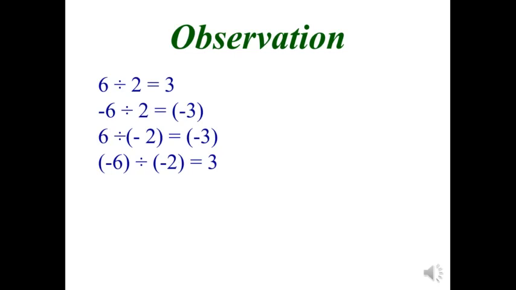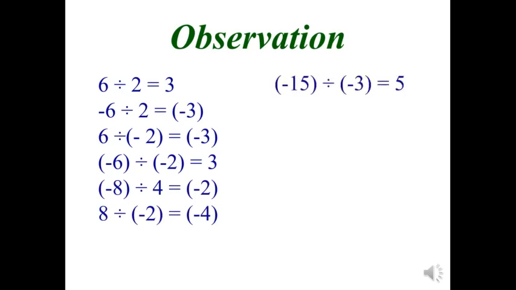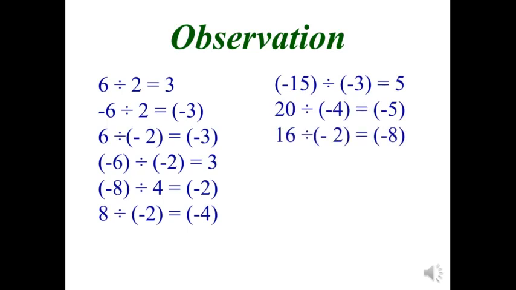Then -6 divided by -2, a negative integer divided by a negative integer, the answer will be positive. -6 divided by -2 is equal to 3. -8 divided by 4 is equal to -2. Then 8 divided by -2 is equal to -4. Then -15 divided by -3 is equal to 5. Then 20 divided by -4 is equal to -5.